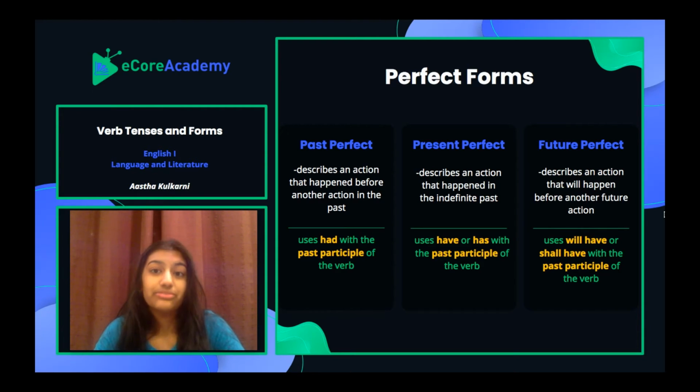For the present perfect, we have describes an action that happened in the indefinite past, and it uses have or has with the past participle of the verb. And then we have future perfect, which describes an action that will happen before another future action, and it uses will have or shall have with the past participle of the verb. So let's go over examples so you guys kind of understand how this all fits together.